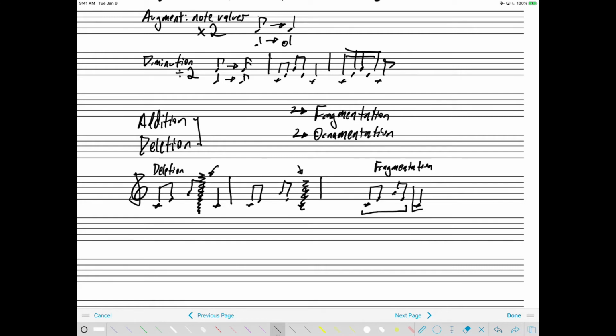But fragmentation can also refer to just taking this part of the motive, this little bit, or maybe this little bit. So there is some overlap here. And so sometimes you'll see something that someone will refer to as deletion and someone else will refer to as fragmentation. But again, the idea of deletion is that there's something structural in the motive that is being taken out.